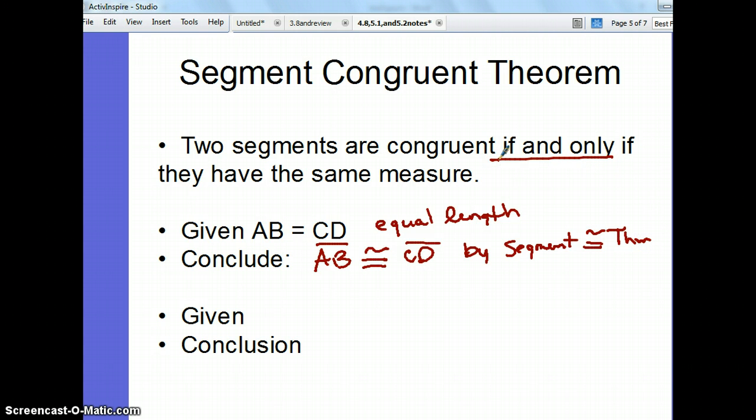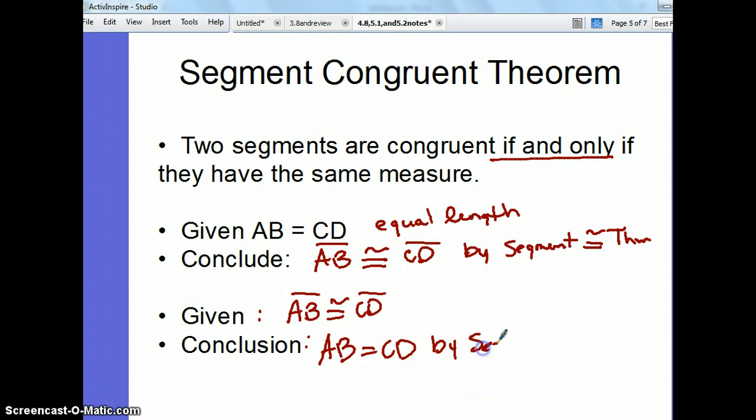But now it's a biconditional, so it goes in the other direction. The given could be that segment AB is congruent to segment CD. If that was the given, then we could conclude that AB equals CD. This is the figures are congruent, and now we're saying the lengths are equal. Again, that would still be by the segment congruence theorem.